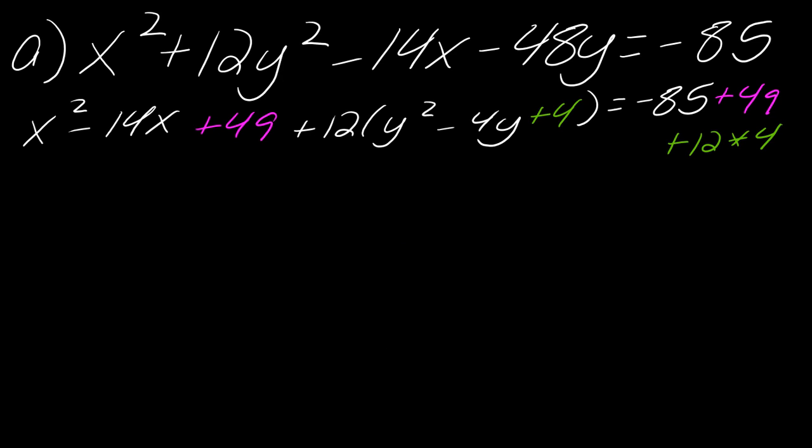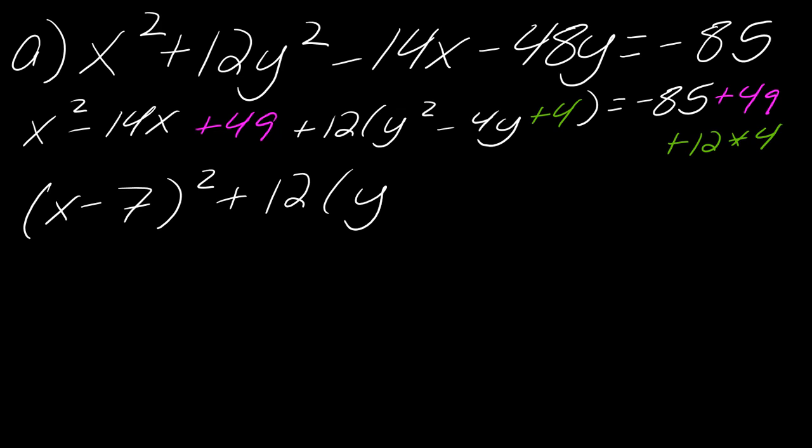Okay, so now I think the rest of this you can probably take a guess as to what to do. So for the x's, now I want to, oops, let me get the white color. So for the x's, I want to write this now as x minus 7 squared, so write it in its factored form. And then here I've got 12, and this is going to be y minus 2 squared, and then this is going to equal 12 on this side.